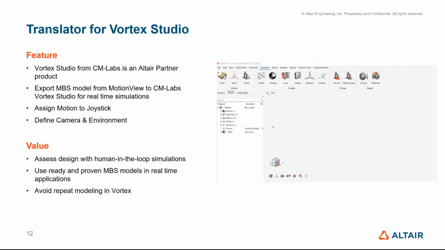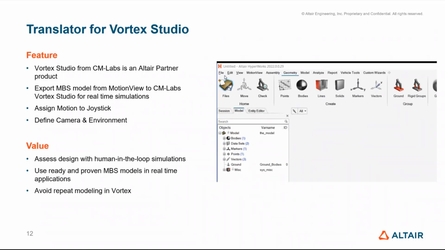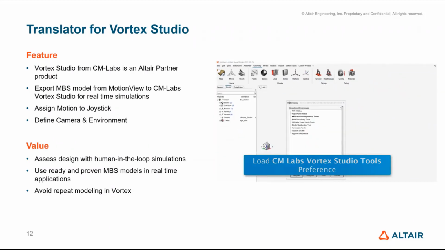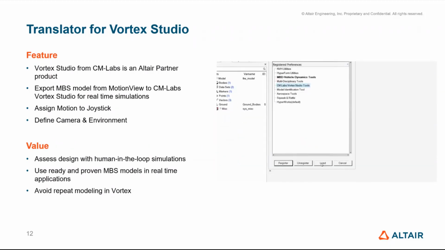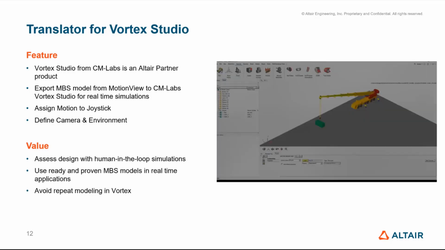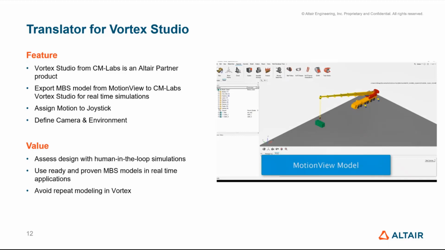Then we have also a translator for Vortex Studio from CM Labs. CM Labs is an Altair partner. Vortex Studio is a real-time simulator for human-in-the-loop testing. Let me see if I can show the animation. So Motion View models can now be directly exported to Vortex Studio. And over there, it can then be augmented with a realistic environment and connected to a physical controller such as the joystick.